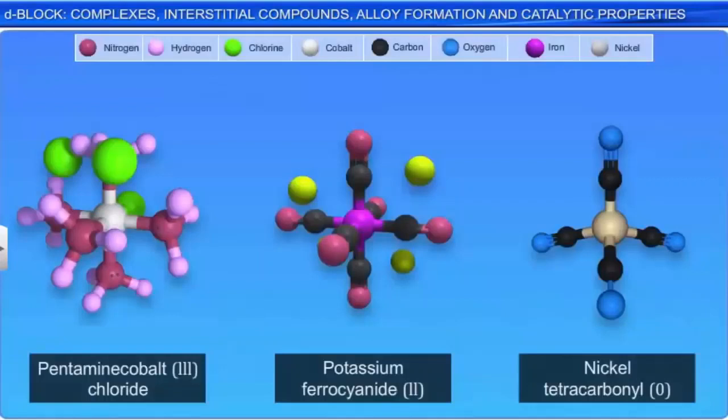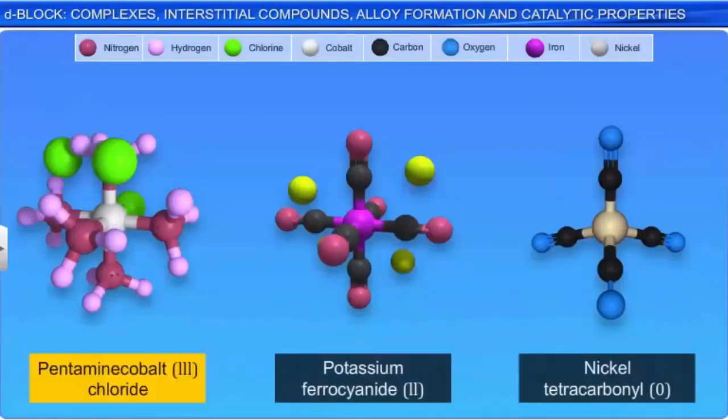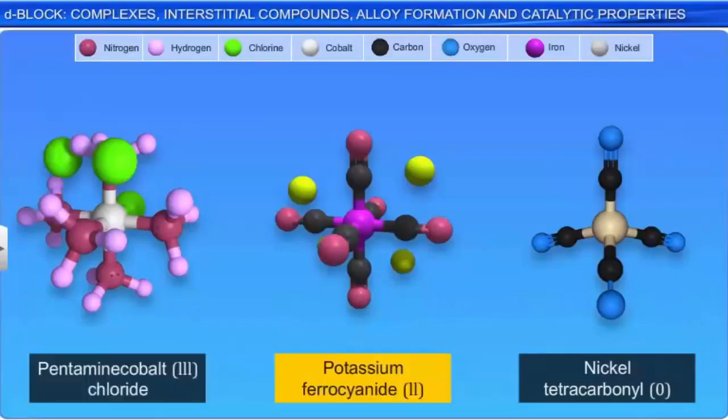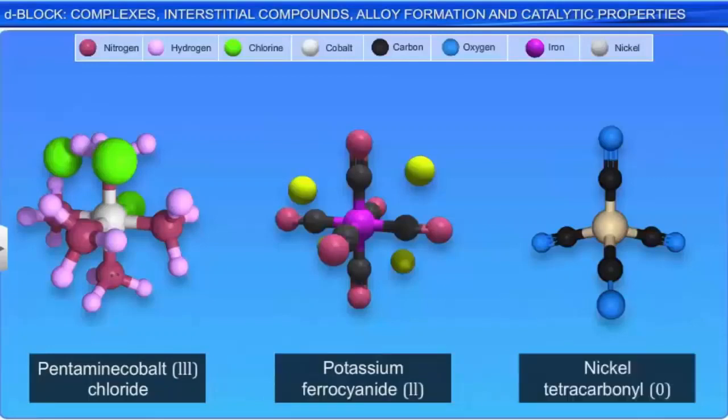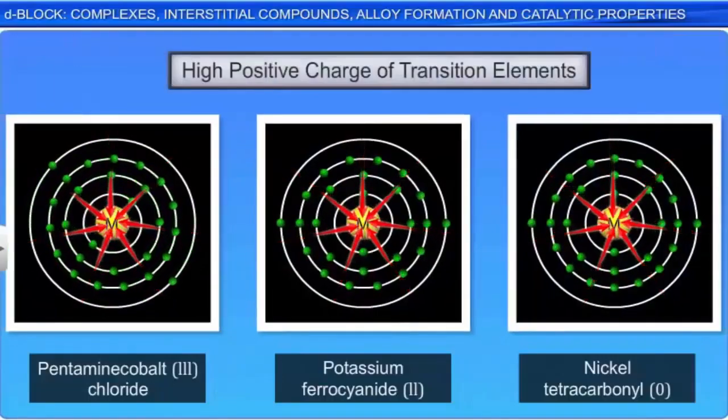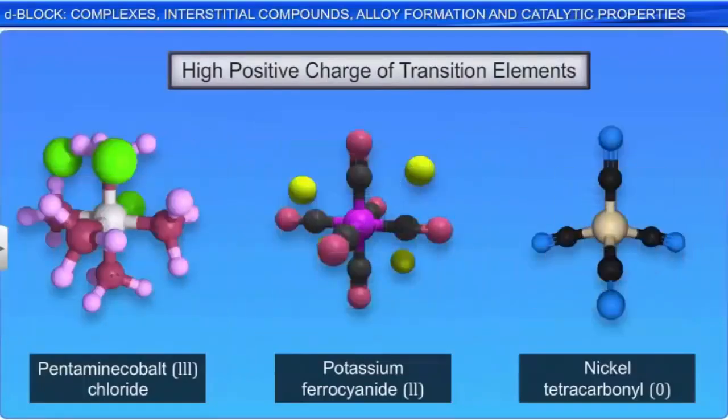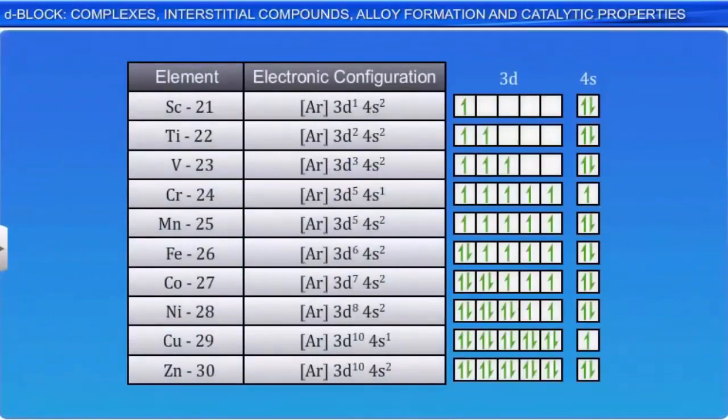Some examples of complex compounds are given here. They are pentamine cobalt(III) chloride, potassium ferricyanide(II), and nickel tetracarbonyl(0). The tendency of the transition metal ions to form complexes is due to their relatively small size and resultant high positive charge density, the presence of vacant (n-1)d orbitals, and their ability to show multiple oxidation states.